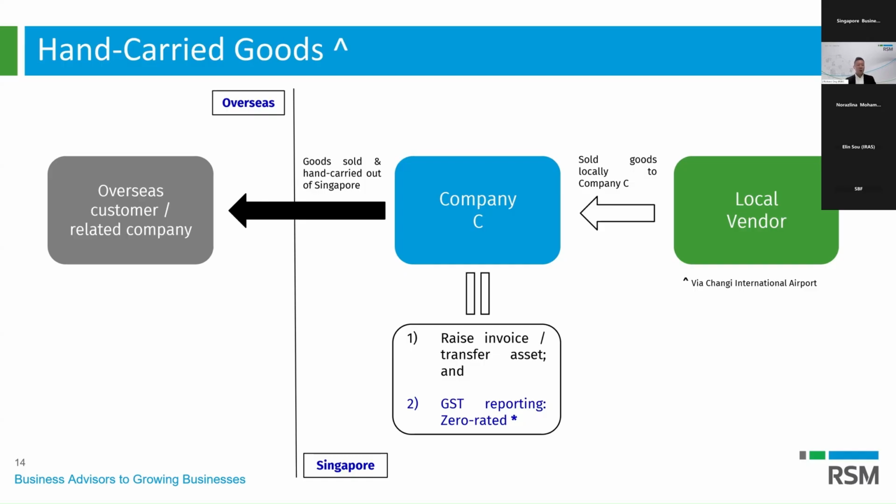Okay, again, using the chat function. Do you think that they can just purely put in the bag, walk through customs, assuming nothing happened, and zero rate in the invoice that they raise to the related company? If you think that is correct, just indicate in the chat function to put correct. If not, then just indicate in the chat function to say no.